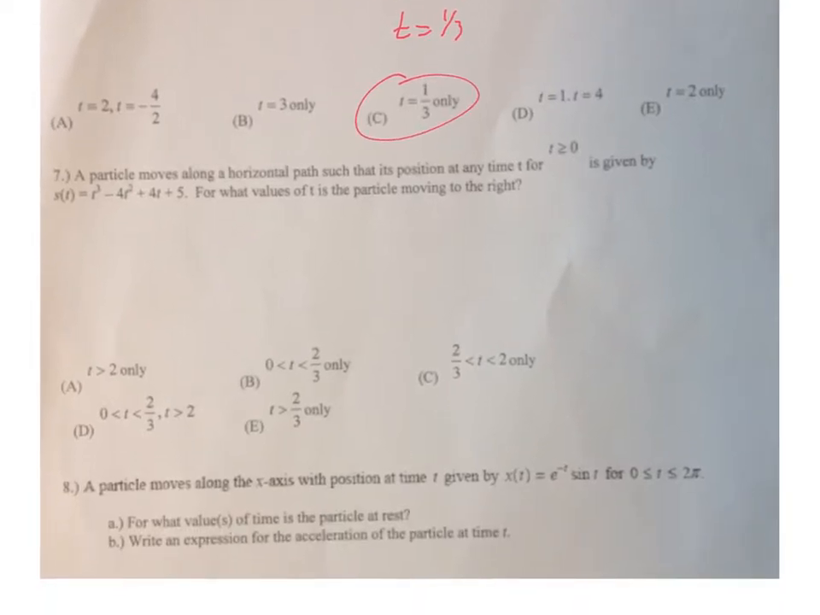Okay, this question's kind of similar to the one that we just had. But now we want to know when it's moving to the right. So we want to know when is the velocity greater than 0. So v will be equal to 3t squared minus 8t plus 4. And when does this equal 0?